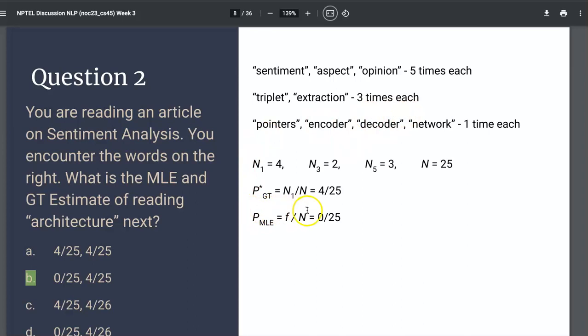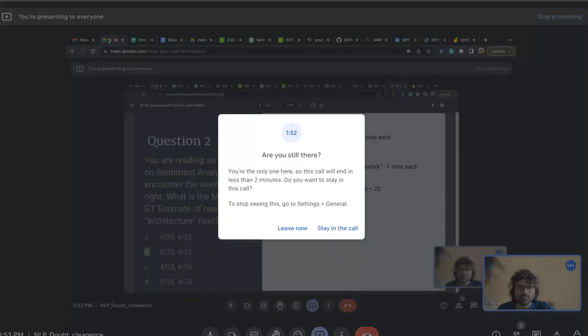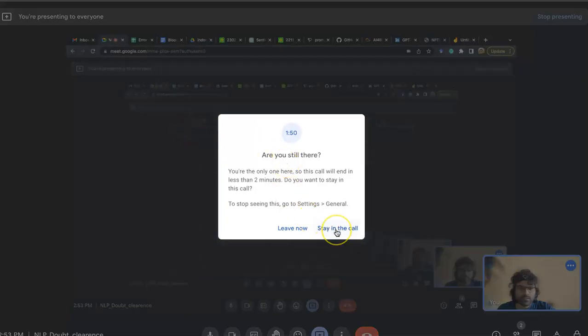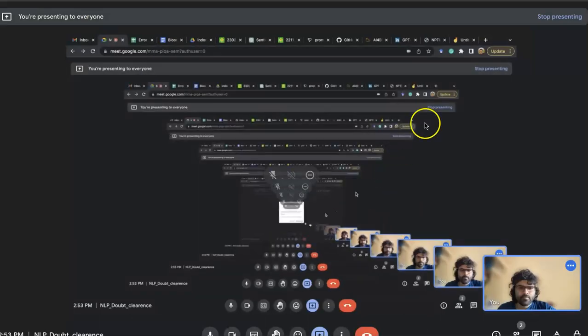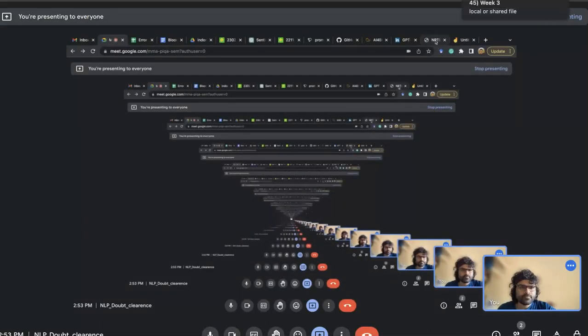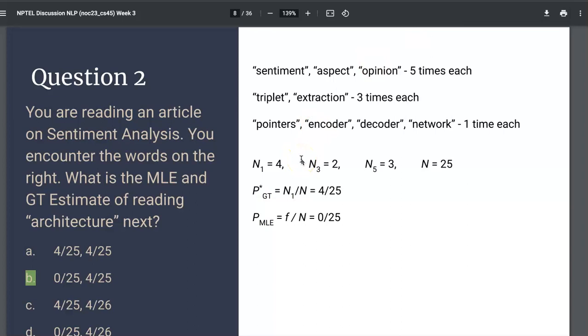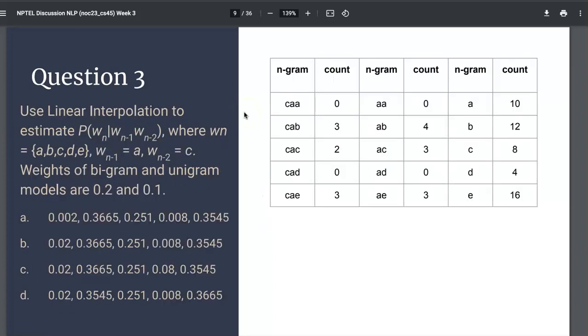So I've just elaborated, but you can see. So let's see what happened here. Okay, so I hope you get the point. So let's move to the next question.